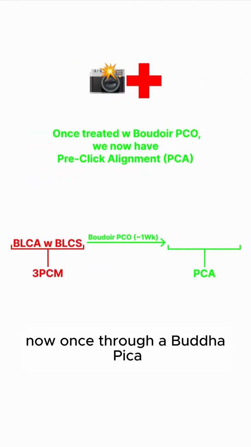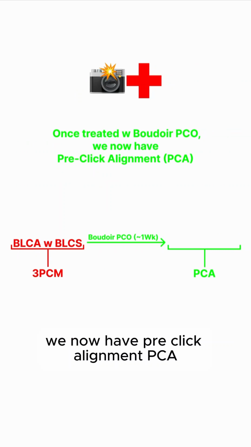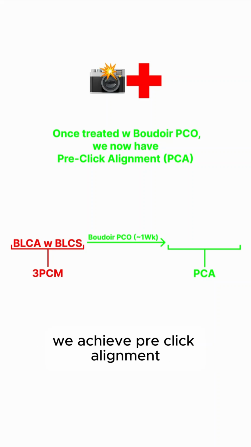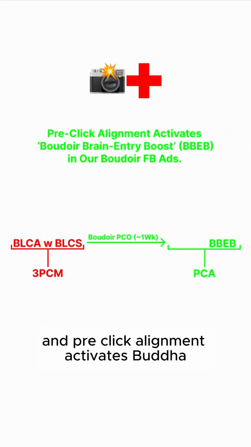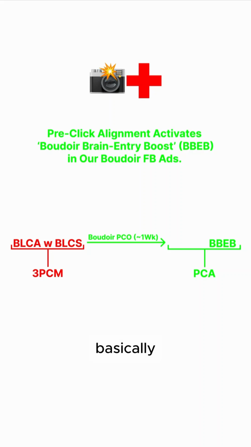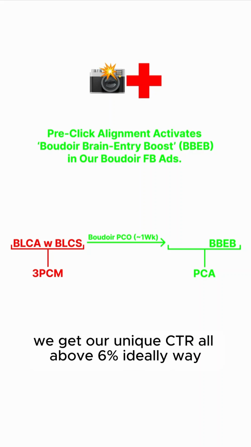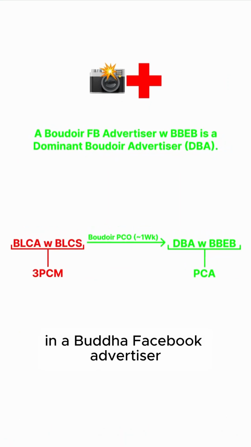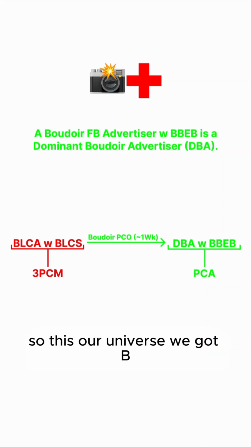Now, once treated with Boudoir Pico, we now have pre-click alignment, PCA. So we get rid of the 3 pre-click mistakes. We achieve pre-click alignment. And pre-click alignment activates Boudoir brain entry boost in our Boudoir Facebook ads. Basically, we get our unique CTR all above 6%, ideally way, way, way above it. And a Boudoir Facebook advertiser with Boudoir brain entry boost is a dominant Boudoir advertiser, a DBA.